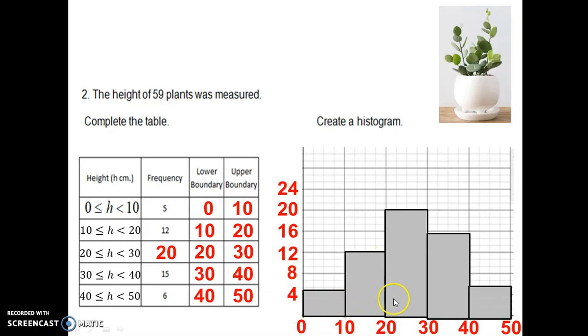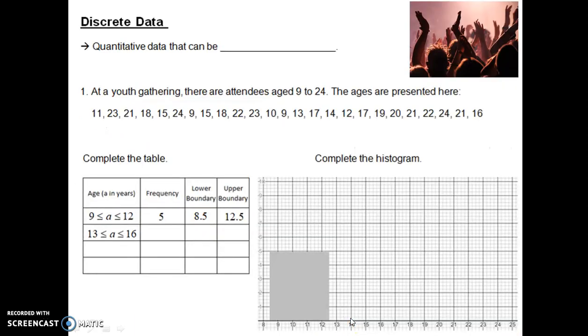Again, the bars are connected, and they go from lower to upper boundaries. Next, flip it over. We're looking at discrete data. Remember that discrete data is quantitative data that can be counted. And here we have a situation where we have a youth gathering. There are attendees aged 9 to 24, and the ages are given here. These ages are given as whole numbers, so we're just counting the age. We're not giving a precise value, just counting the age.